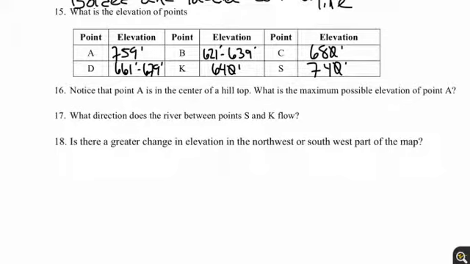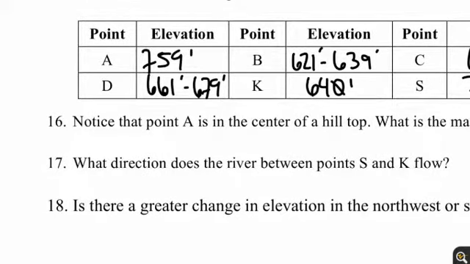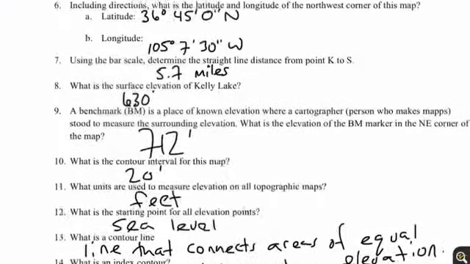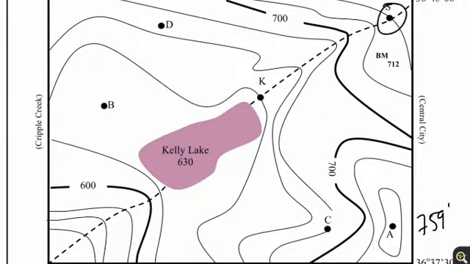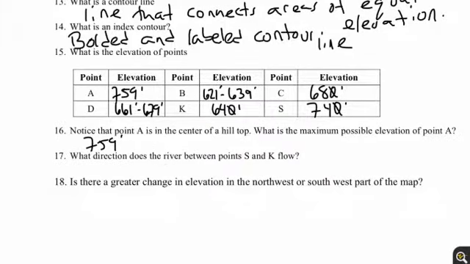All right, next it says, notice that point A is the center of a hilltop. What's the maximum possible elevation? We've already answered it. The maximum possible elevation is 759 feet. Again, we have to assume it's 1 foot less than the elevation you would have if you were to draw another line. What direction does the river flow between S and K? We know that K has a lower elevation, S has a higher elevation, and water flows downhill, so it's flowing to the southwest. But we also know that contour lines make little V's that point uphill. So if uphill is this way, water will flow downhill, which is to the southwest. So that answer is southwest.